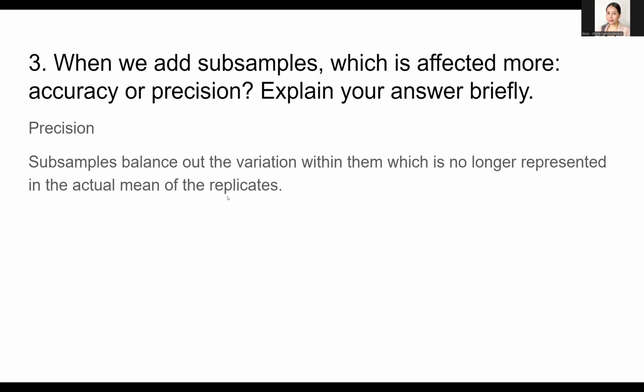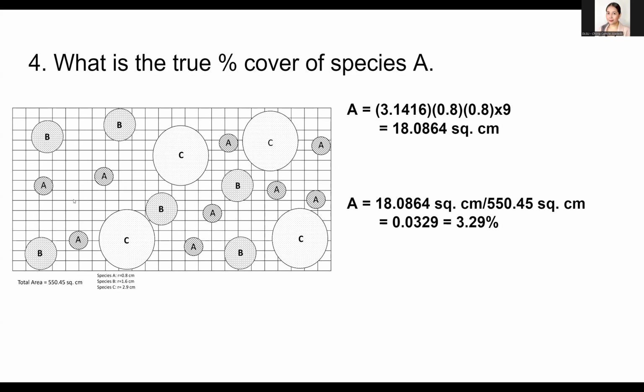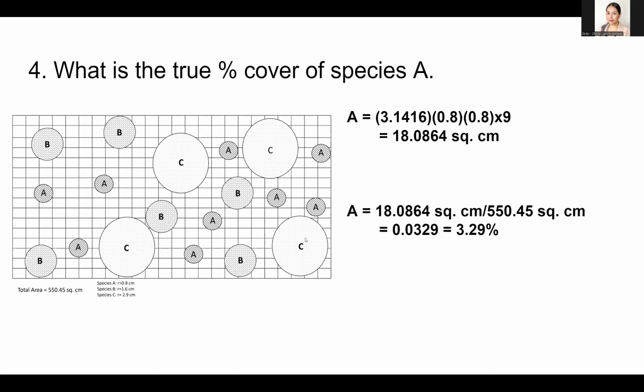Could you give me an open mouth, the wow reaction, if you don't have any questions regarding item 3? Okay, good. Next, for question 4, another item where our knowledge of pi r squared would be very useful. For item 4, what is the true percent cover of species A? Species A is the smallest coral. It has a radius of 0.8 centimeters.